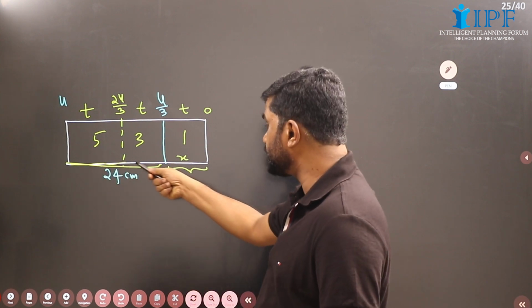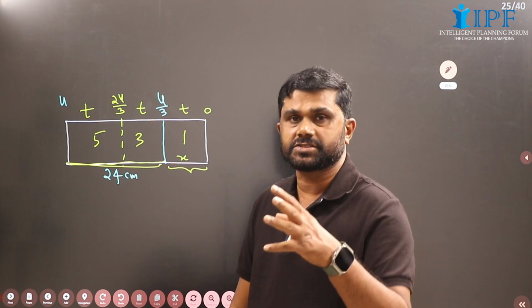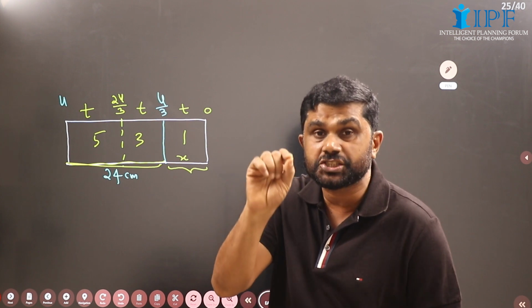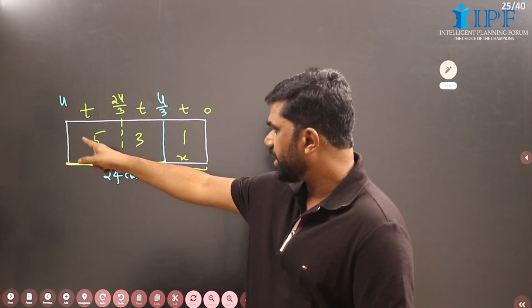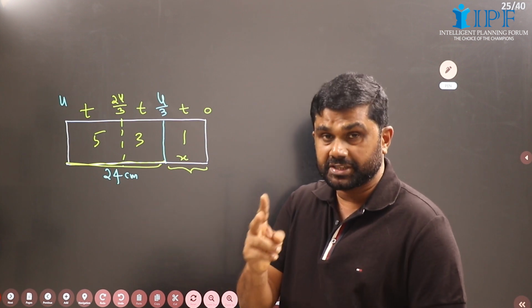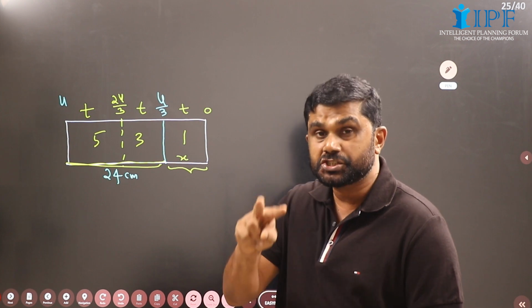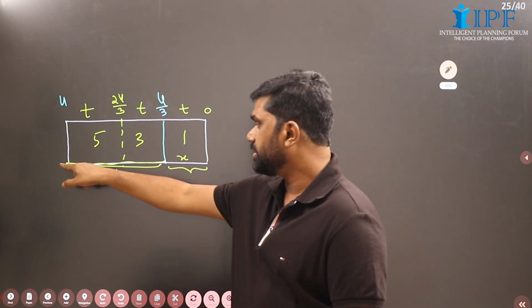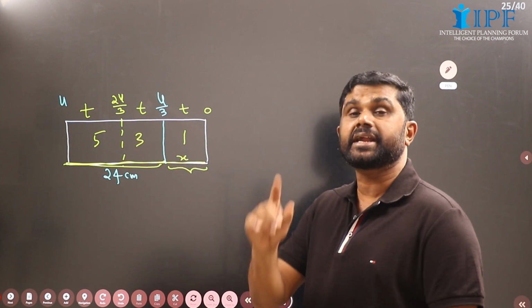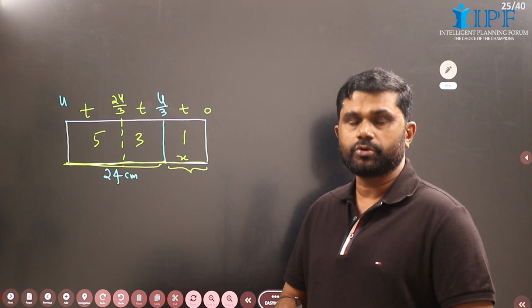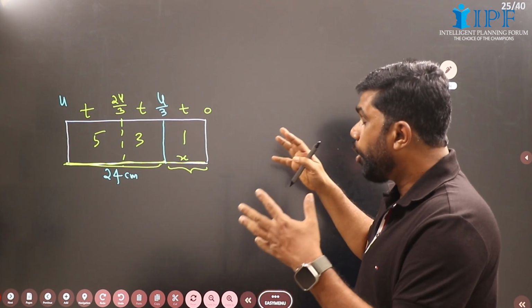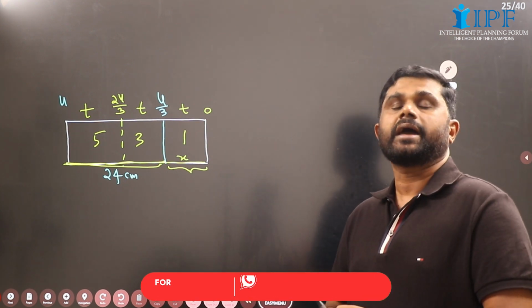So this total is 5 plus 3, 8 parts. 8 parts is equivalent to 24 centimeter, so each part will be 3 centimeter. Then the total will be 5 plus 3 plus 1, 9 parts. So the total thickness will be 9 into 3, 27 centimeter. You don't have to do any calculation. You can answer it by simply observing the question.